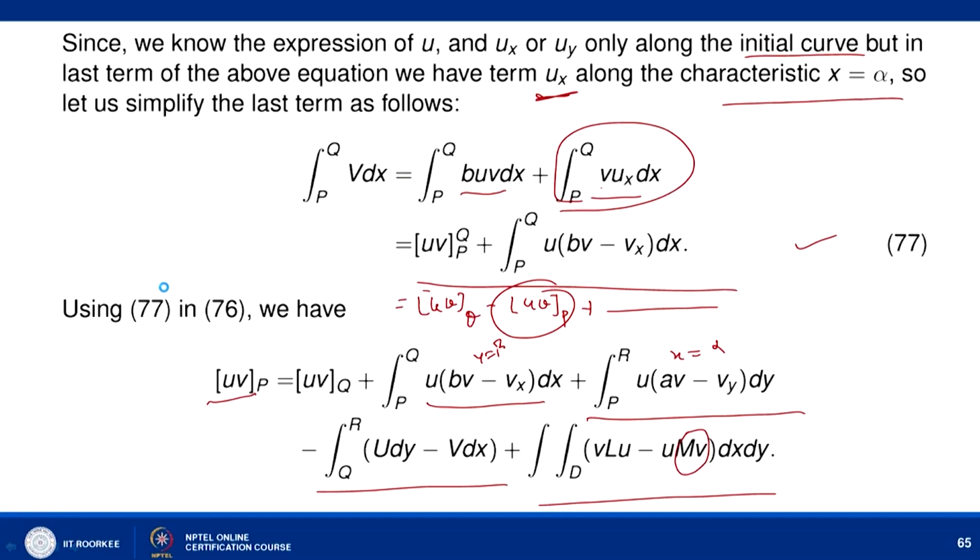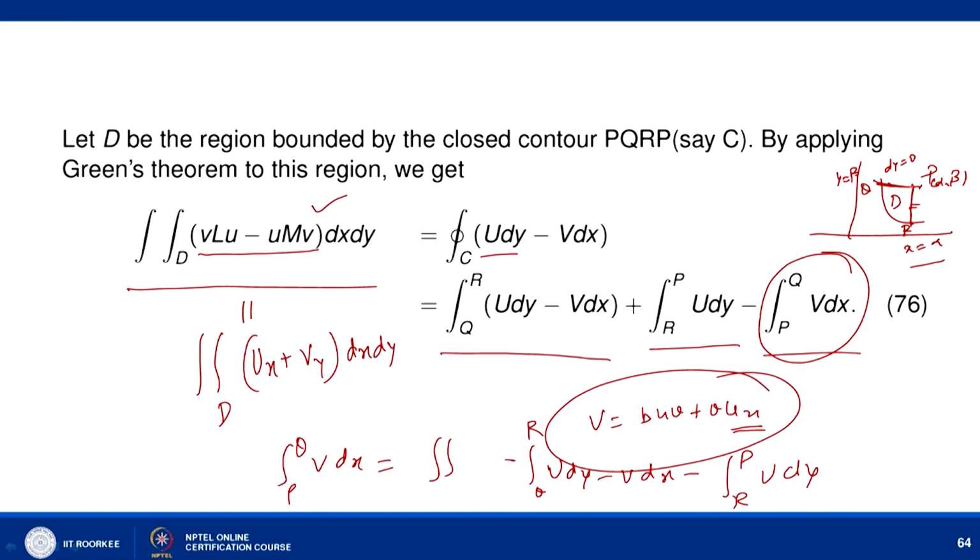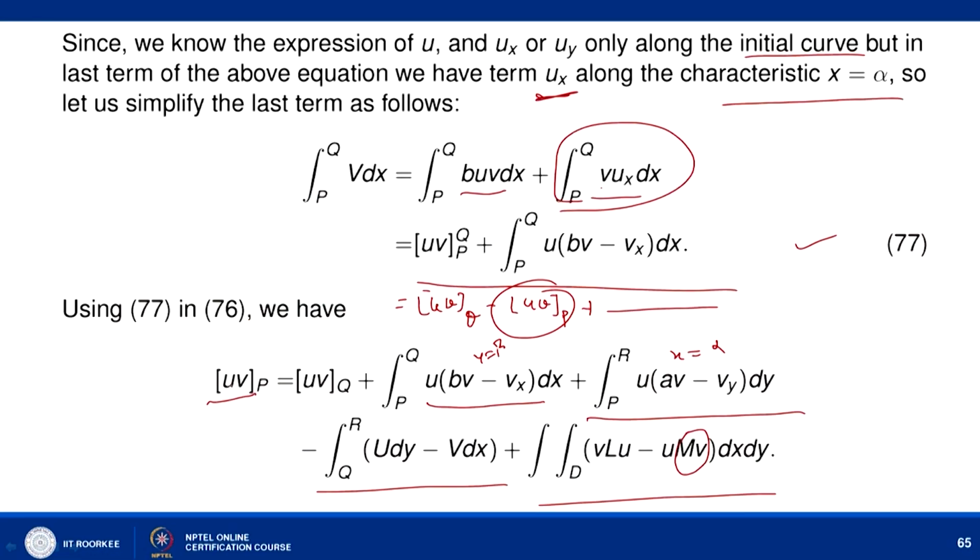So, it means that at point P we want V to be 1, and if we do this, then our solution is reduced to u at P equal to uv at Q, this term is gone, this term is gone, this term is also gone. What we have is a much simpler value: uv at Q minus the integral from Q to R of u dy minus v dx, plus the double integral of vLu dx dy. So, now this will give you the solution of u at the point P.